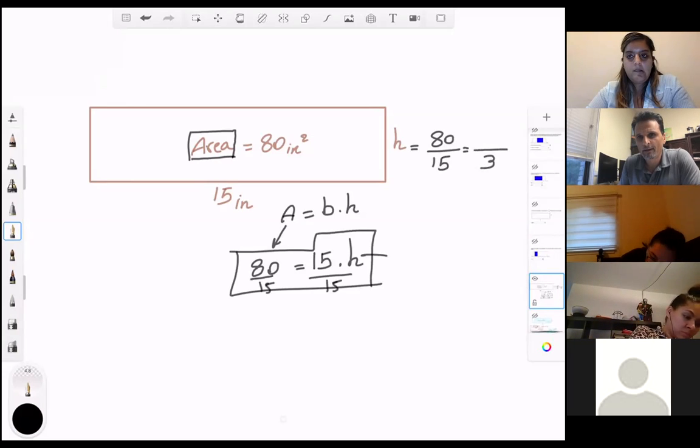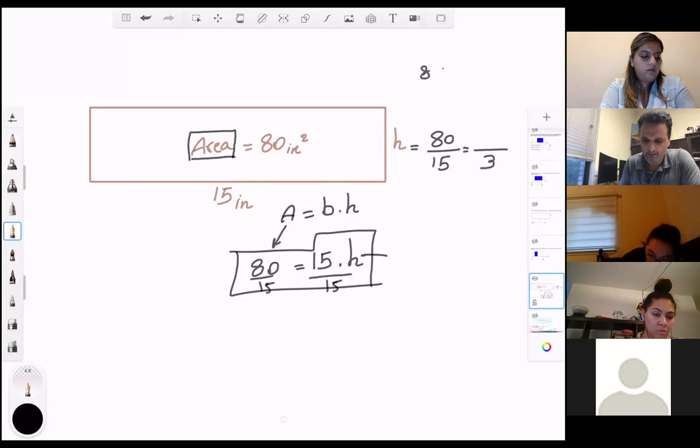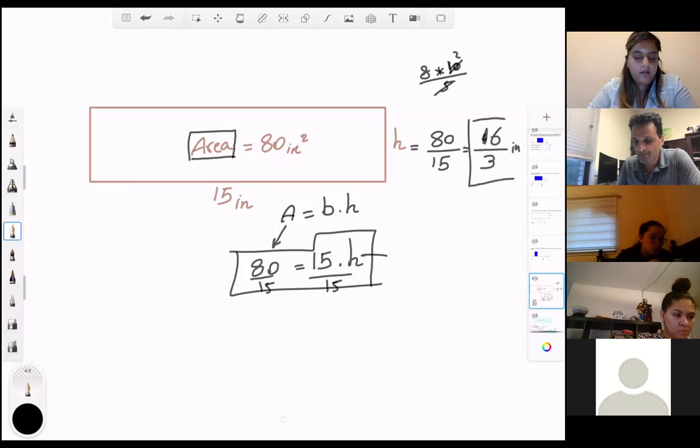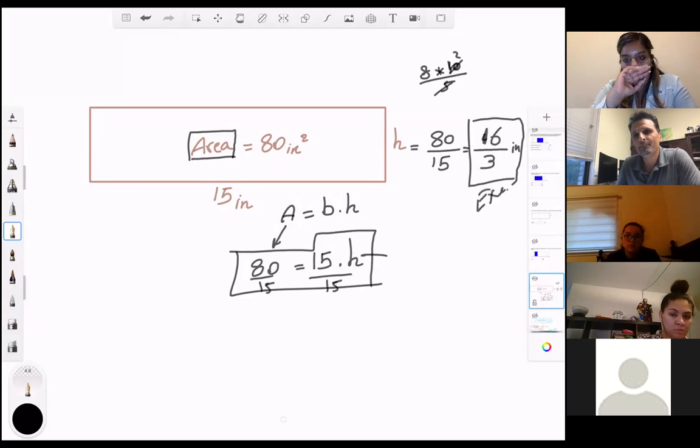80 divided by 5 is, this is 8 times 10, 8 times 5 is 40. No, 8 times 10 divided by 5 is 16. So we get 16 over 3. So 16 over 3 inches. We can leave it like this if the homework asks for exact. That's the exact form. But if it's rounded to a few decimals, you will use a calculator.